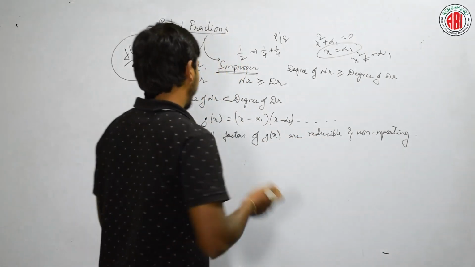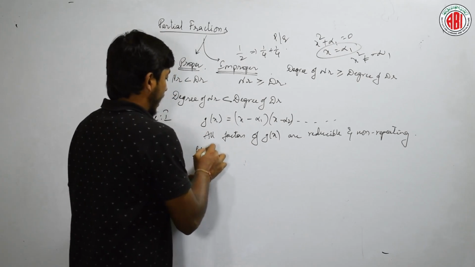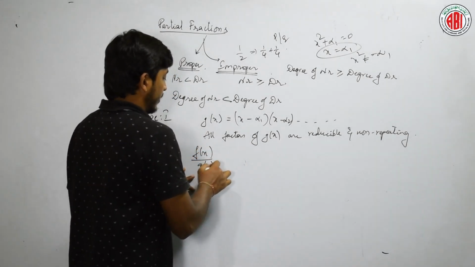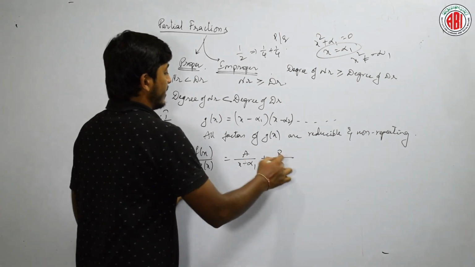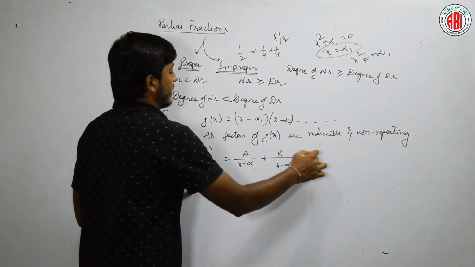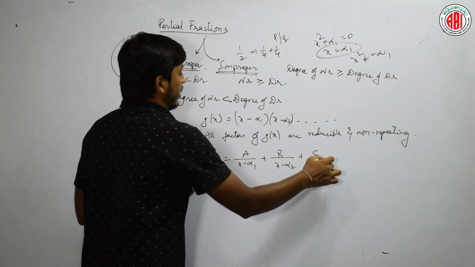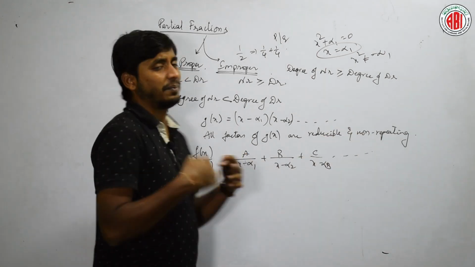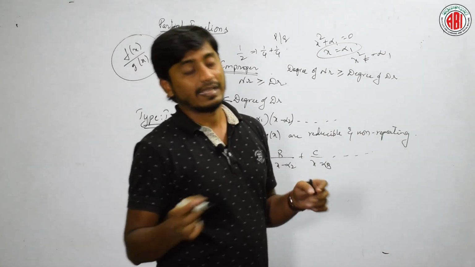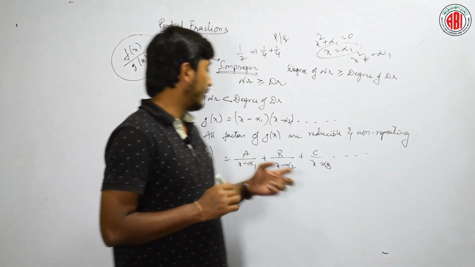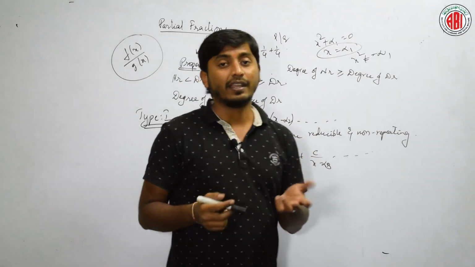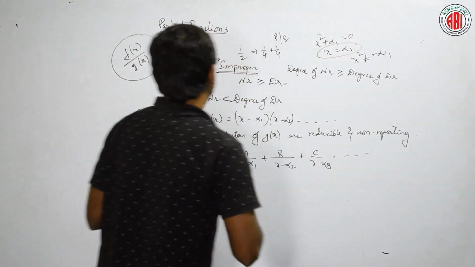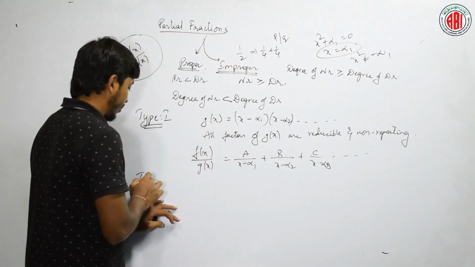So, I can write the fraction as a by first factor, plus b by second factor, plus c by third factor and so on. We can have multiple factors like that. Is it clear? Did you understand? What if the factors of the denominator are repeating? Tell me. Let us say that it will be type 2, remember.